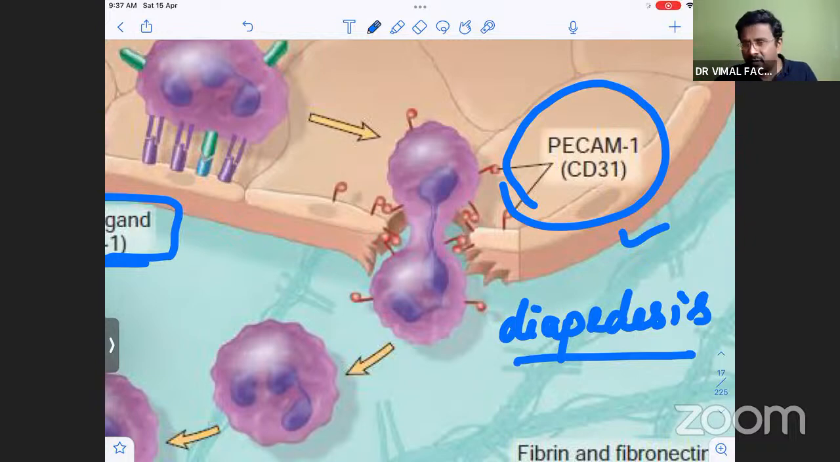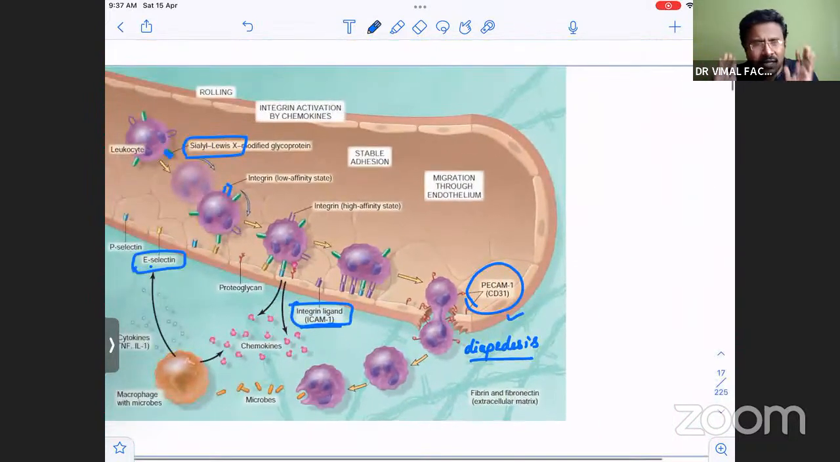So why are we talking about all these things? For a cell to come out of the blood vessel, all these molecules are needed. If there is a defect in the selectin, in the sialyl-Lewis, or in the integrins, what will happen? The cell cannot come out of the blood vessel.